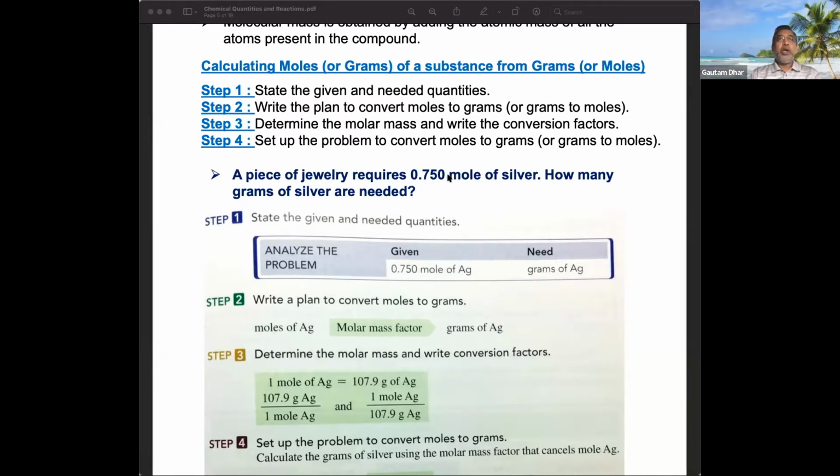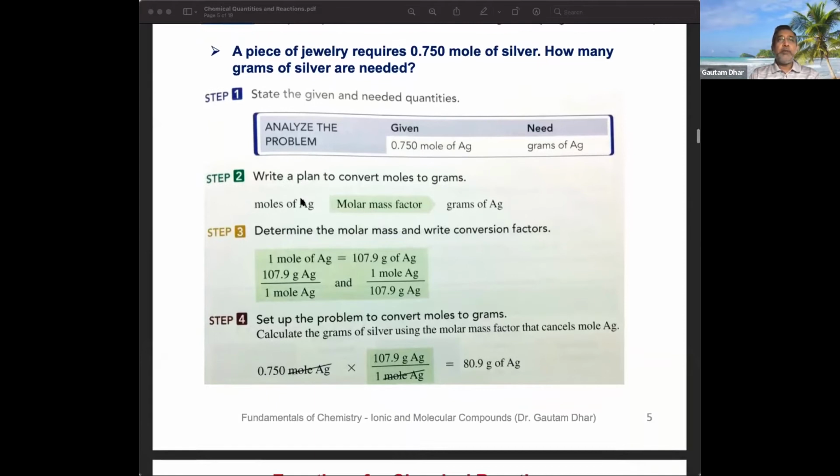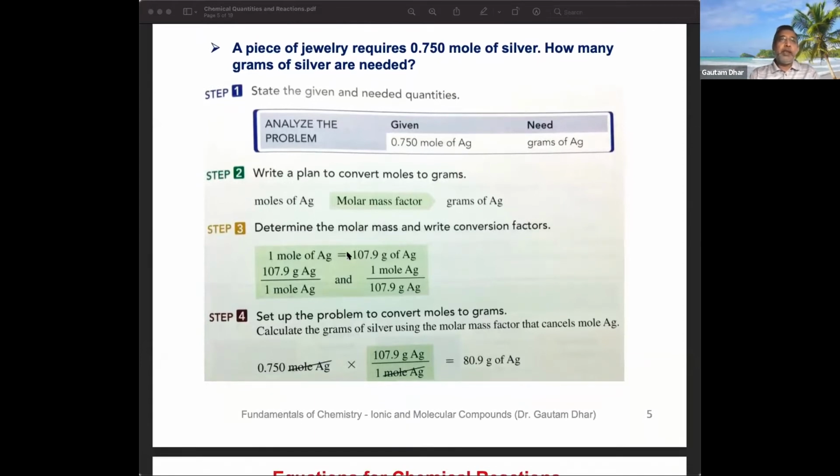In order to go to grams, you need the molar mass. The molar mass of silver, if you look in the periodic table, the silver has an atomic weight of 107.9. So 1 mole of silver is equal to 107.9 grams of silver. And we can use that as a conversion factor. So this is the molar mass. We can use that as a conversion factor.